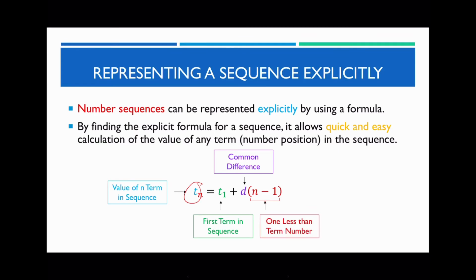That might not make sense to you, but for instance, if I was trying to find out the value of the 100th term, I'm trying to find out what T100 is in this case. So it'll be T100 equals T1 plus D bracket. N in this case represents 100. So it'll be 100 minus 1. And if I simplify that down, it'll be T100 equals T1 plus D bracket 99. So that's what I mean by one less than the term number. I was looking for the value of the 100th term, but if I substitute in, subtract it, simplify it, that's going to be one less than the term number.